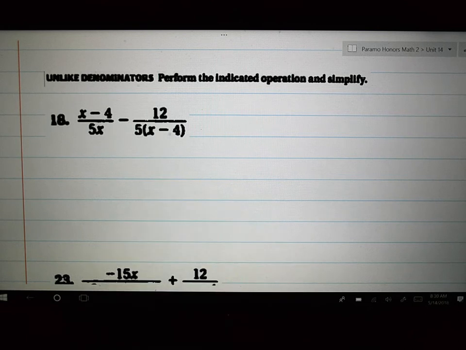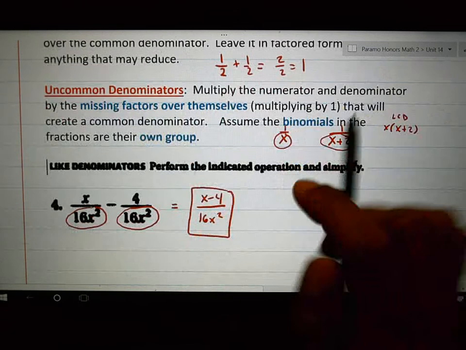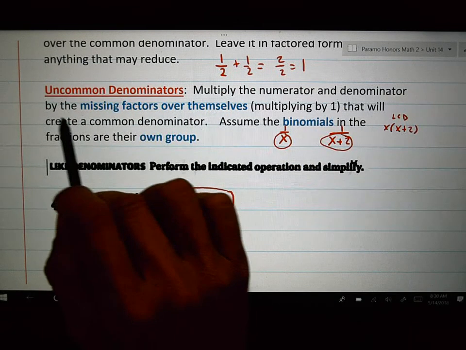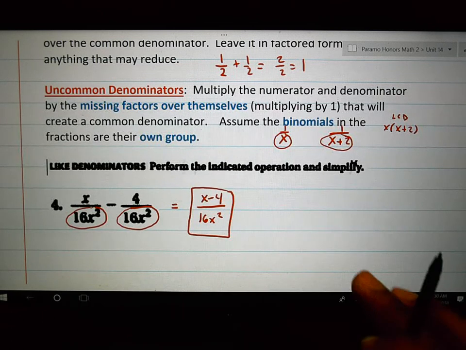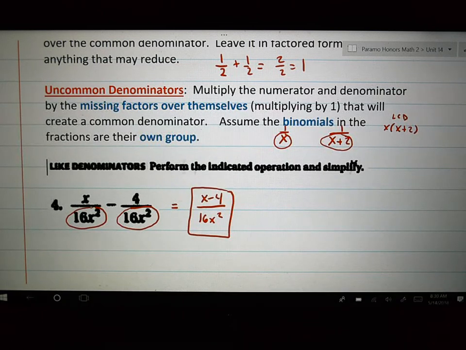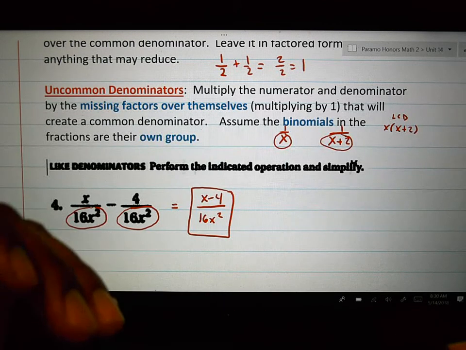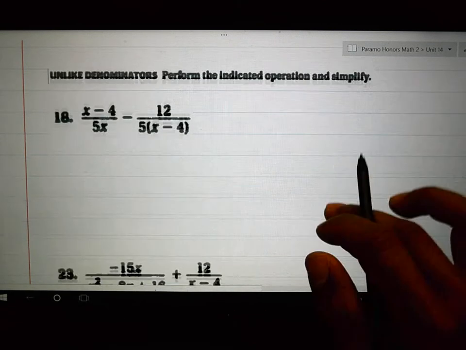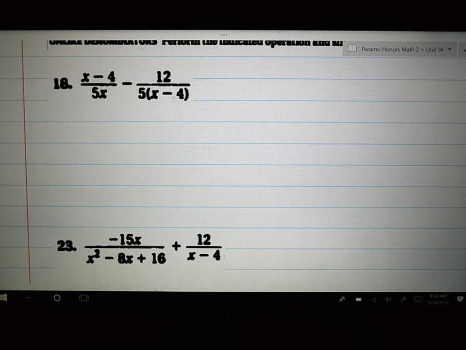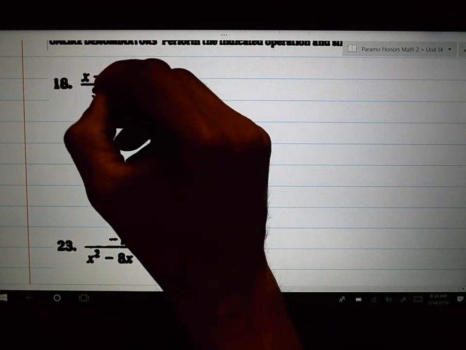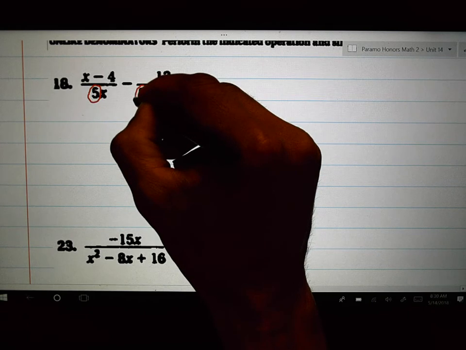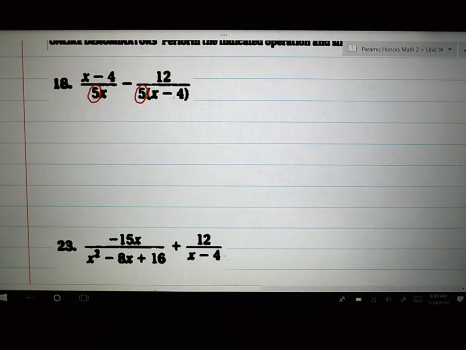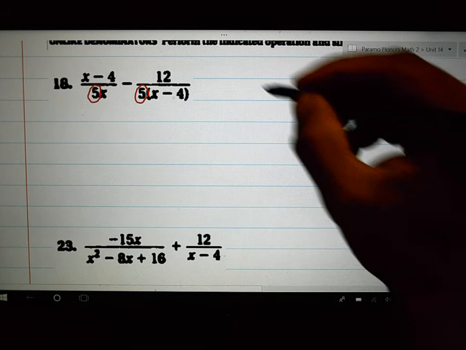So when I say we need to multiply by the missing factors over themselves, what you're going to look for is what would my common denominator be? What can they all go into? And you need basically one of each type of factors. Let me show you what that looks like in this problem. This has a 5. That's one factor. This has a factor of 5. They both have a factor of 5. I don't need to worry about that. That's a part of my LCD.